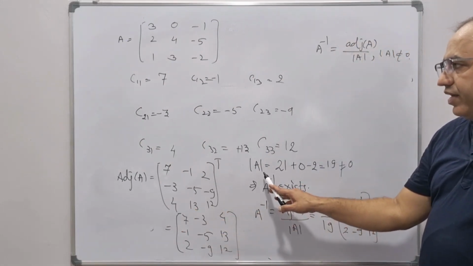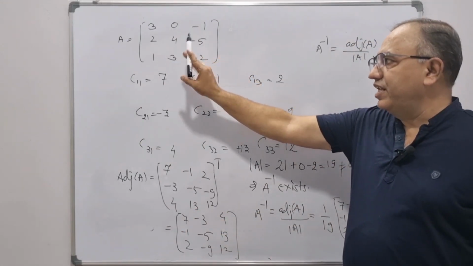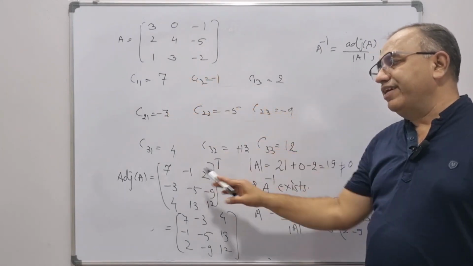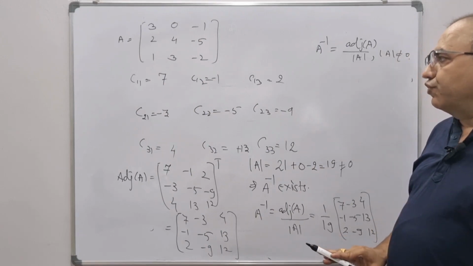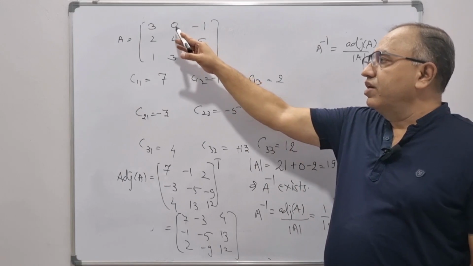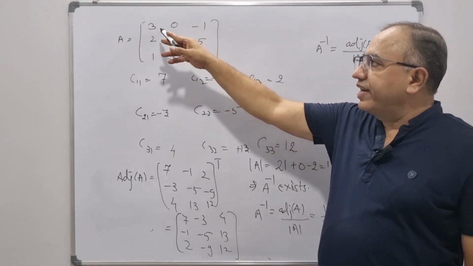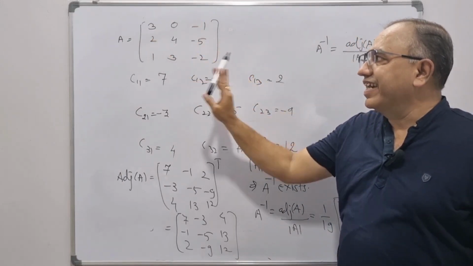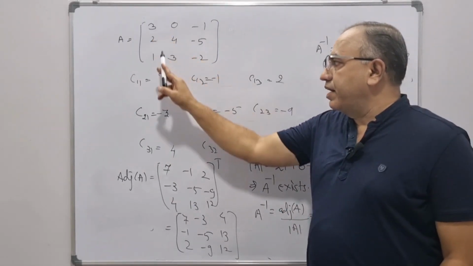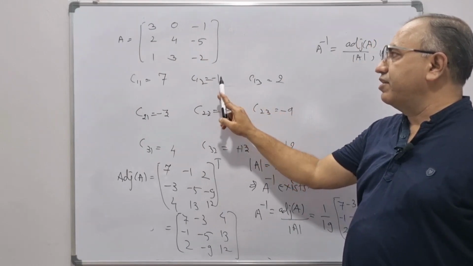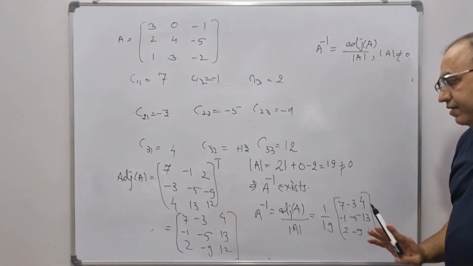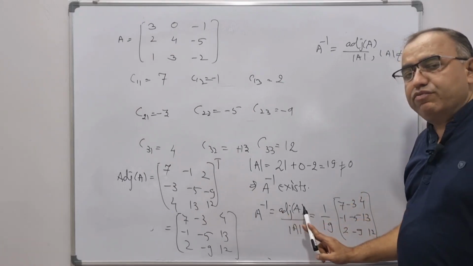Now to find the determinant of A, you can expand this matrix along any row or column by multiplying the elements of that row or column with their corresponding cofactors and adding them. We suggest you expand along a row or column which includes the maximum number of zeros, like here, one 0 is the maximum. So you can expand it along either the first row or the second column. We have expanded along the first row: 3 multiplied by 7 is 21, plus 0 multiplied by minus 1 is 0, plus minus 1 multiplied by 2 is minus 2, so 19. We got the determinant of A. As it is not equal to 0, it shows that the inverse of A exists.